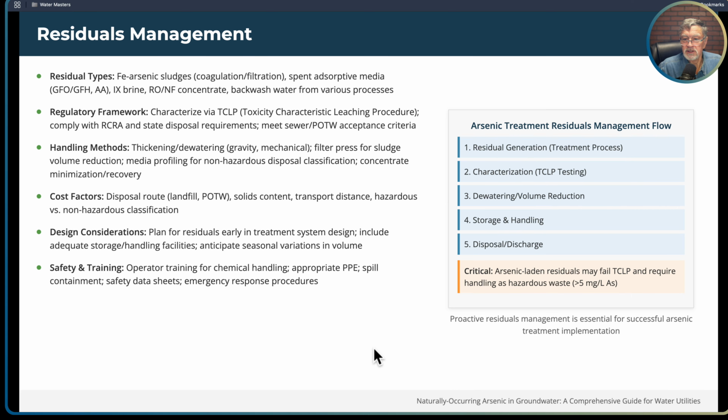So, the management flow here: the residual generation, the characterization, the dewatering and volume reduction. That's going to be important because that's going to save you a lot of costs. Storage and handling, because it's potentially hazardous waste, you're going to have to store it and handle it a certain way, and then disposal and discharge. So if they fail the TCLP and require handling as hazardous waste, then you're going to be limited in where you can take it to, and it's going to cost you more money to do that.